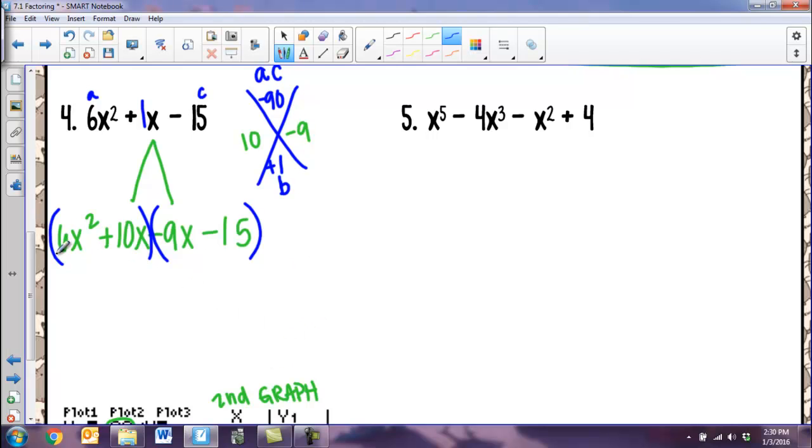So I know in both of these first 2 terms, they both can divide by 2, and they can both divide by an x. So I take out a 2x, and then I write whatever's left over. So I'd have 3x, and then 5. For the second part, just keep this sign from this one, and it should always work out.